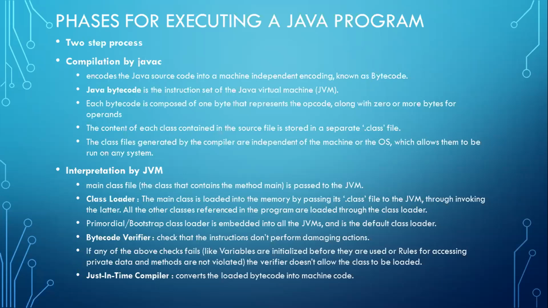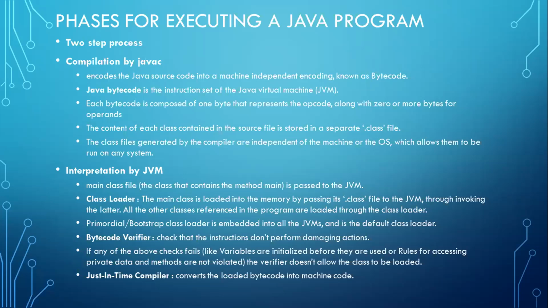As a part of JVM, we also have something called bytecode verifier. What does the bytecode verifier do? It verifies certain things, like whether the variables are initialized before they are used, or whether the rules for accessing private data and methods are not violated.